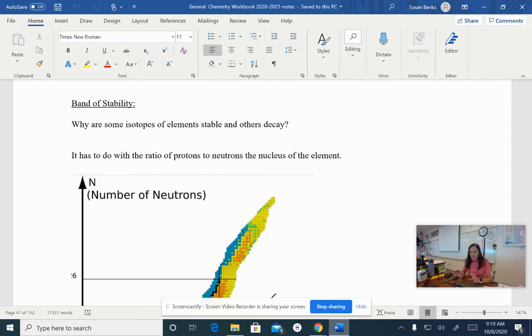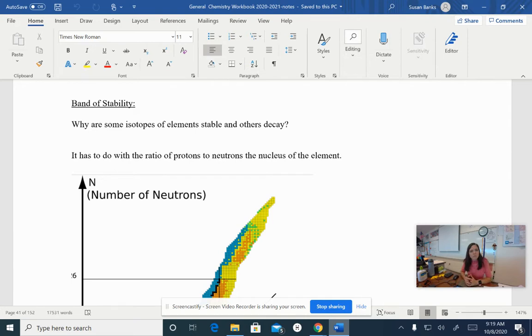So I want to go back and kind of debrief on the PhET that you did last time. You were supposed to look at the ratio of protons to neutrons in that PhET and determine what kind of ratio made the atoms stable. So I want to just review some of that.